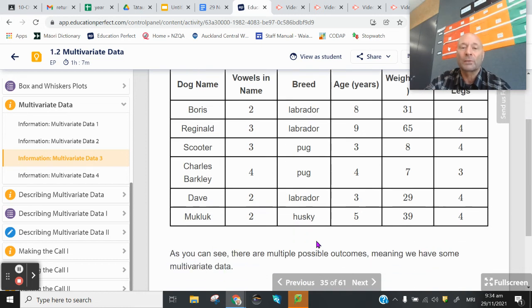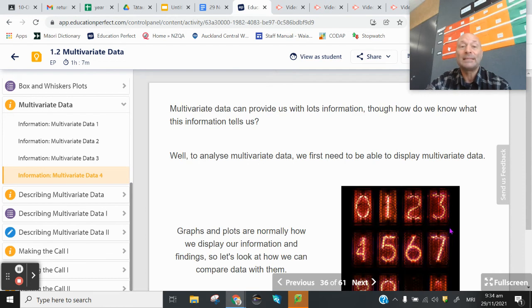So here are some results. And since we see there are multiple possible outcomes, we have some multivariate data. And multivariate data can provide us with lots of information, though we need to know what this information tells us.